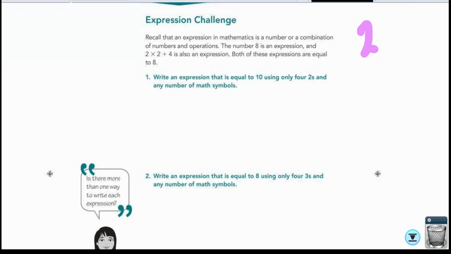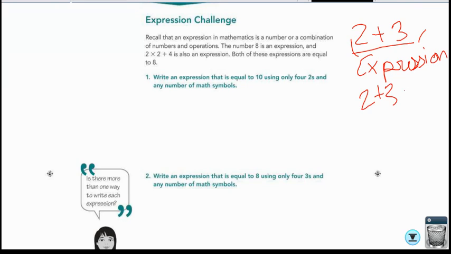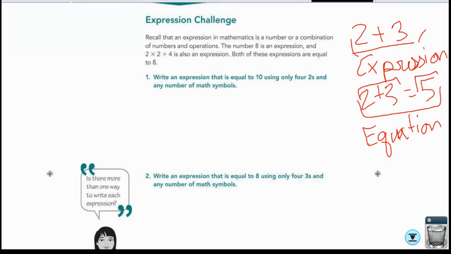So I could do 2 plus 3. This would be an expression. But as soon as I do 2 plus 3 equals 5, all of a sudden it becomes an equation. In this equation, there's one expression and then 2 expressions. But together with the equal sign, it makes an equation.